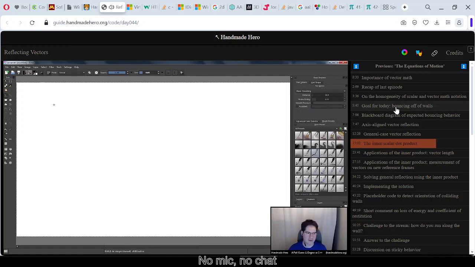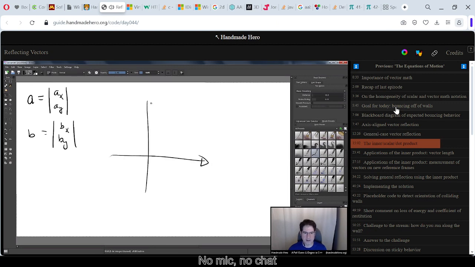If I have two vectors, so I'm going to say that my vectors are now A equals AX, AY, and B equals BX, BY. These are my two vectors. Somewhere in space, here's my coordinate system, and I've got two vectors.